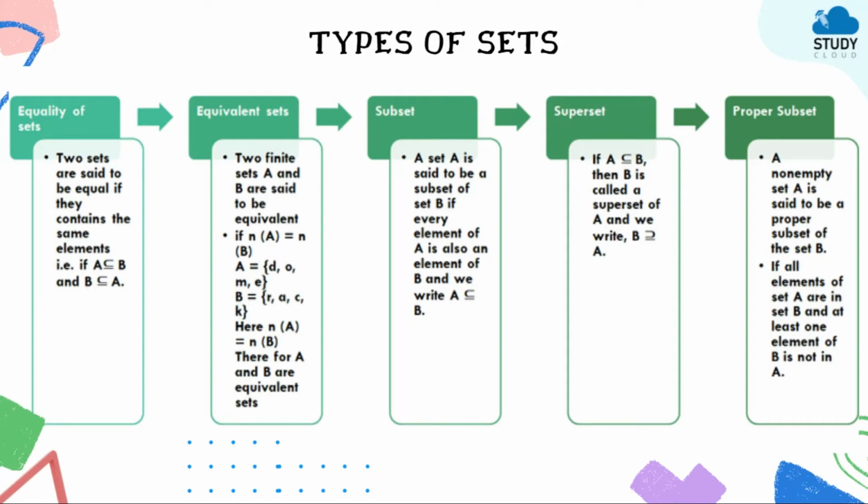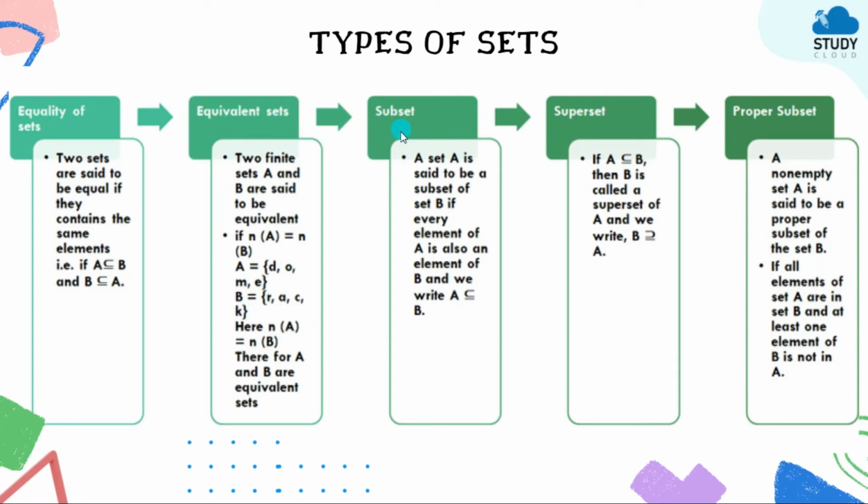We are not talking about whether all the elements are the same or not, we are just talking about the number of elements. So if A consists of 4 elements and B consists of 4 elements, irrespective of their types or variations, if the numbers of elements are the same, then they are known as equivalent sets.